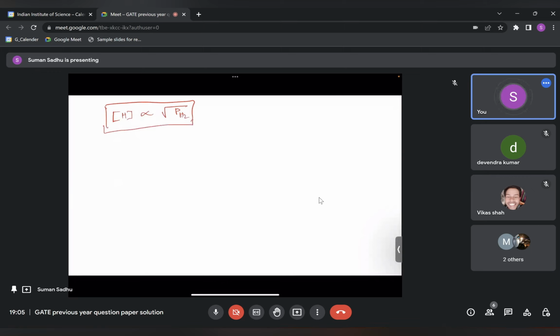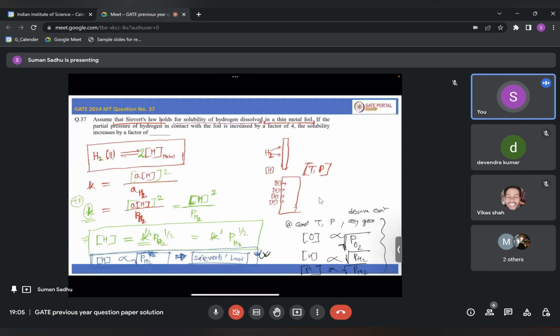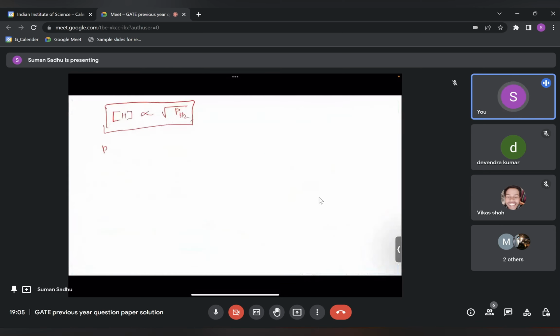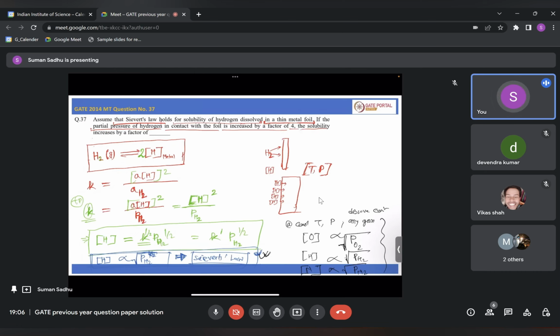What the question states is that the partial pressure of the hydrogen in contact with the foil is increased by a factor of 2. That means if initially the partial pressure of hydrogen is pH2 1, and later it becomes pH2 2, then pH2 2 by pH2 1 will be a factor of 4. That means 4 times, right? So this increased by 4 times, and the question asks, the solubility increased by a factor of.